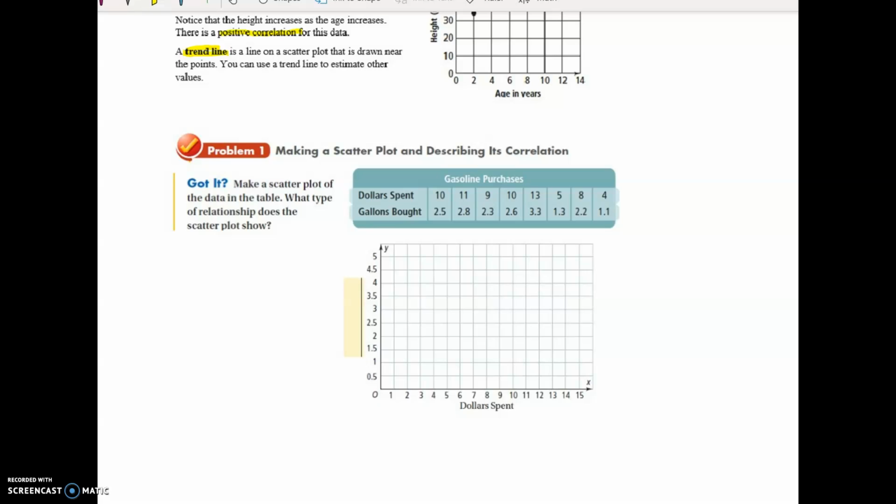So if we look here at example 1, we're going to be making a scatter plot, and we're going to be describing its correlation. So I want you right now to go ahead and make a scatter plot of the data in this table. And then we're going to talk about what type of relationship we see. So go ahead and pause here. Go ahead and make your scatter plot, and then when you unpause, we'll continue on.